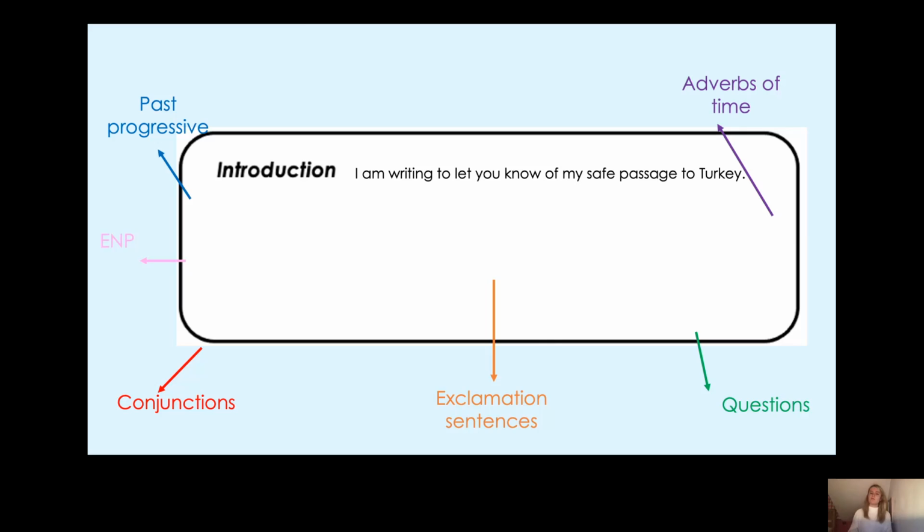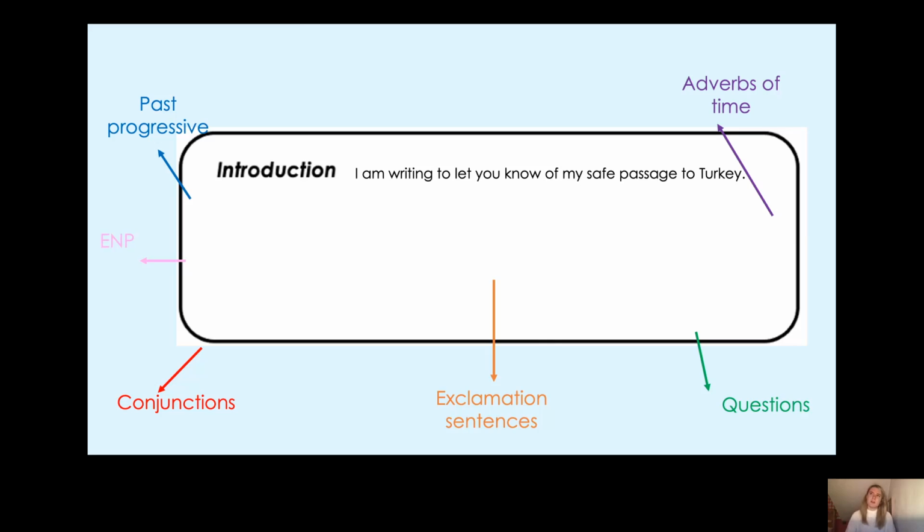So I want to write, I am writing to let you know of my safe passage to Turkey. So I'm letting you know about my safe journey to Turkey, and you in this sentence is Florence Nightingale's parents. Okay, so I have written my first sentence. I'm writing to let you know of my safe passage to Turkey. So now let's have a look at all the other elements.